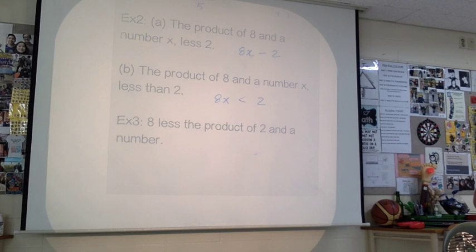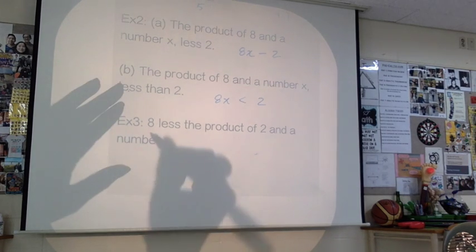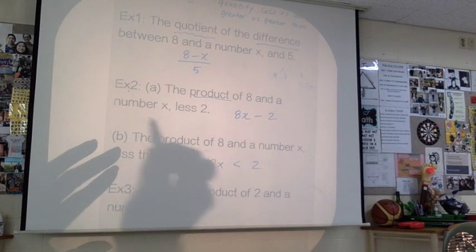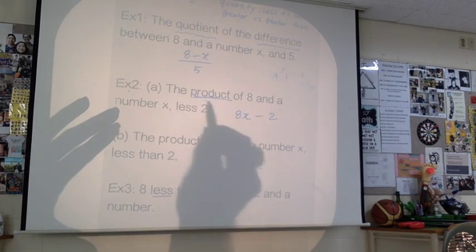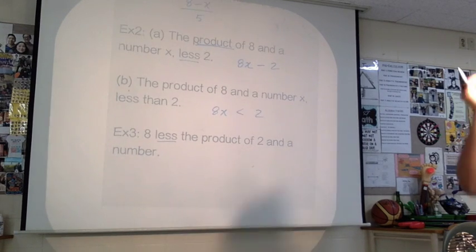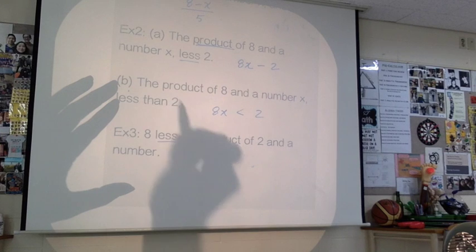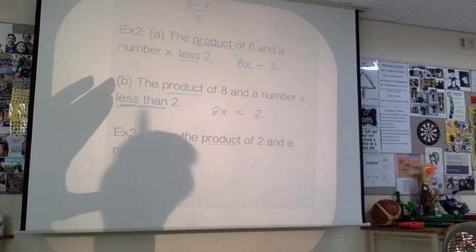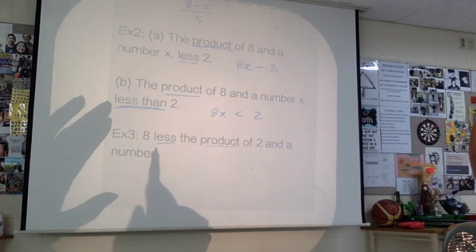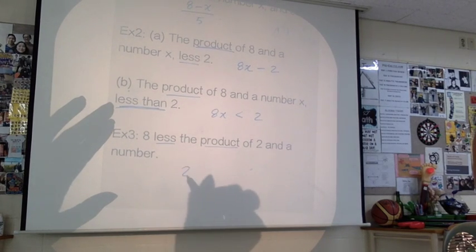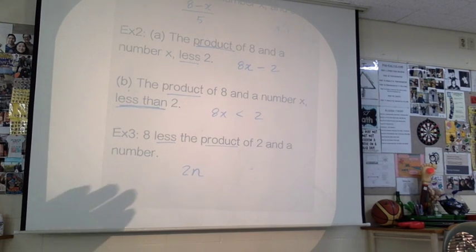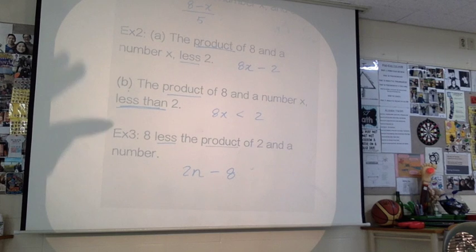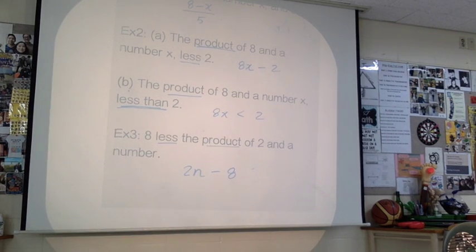Okay? Let's go on to the last one. 8 less the product of 2 and a number. Oh sorry, I forgot to underline all the keywords here, guys. So let's go: the product of, less. Product again here too. Less than, and this one is just less, right? 8 less the product of 2 and a number. 2 and a number is this, but it's 8 less than that, so it's going to be minus 8. Even though 8 is mentioned first, you know that it goes after. Because if I say Sally is 8 years younger than Miss Chang, I would take Miss Chang's age and subtract 8 from it. Okay? Alright.